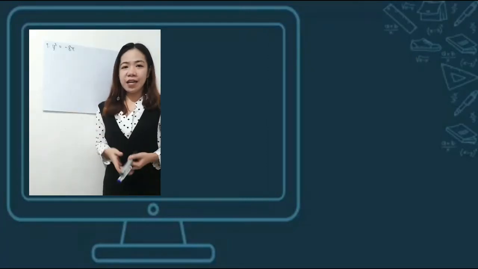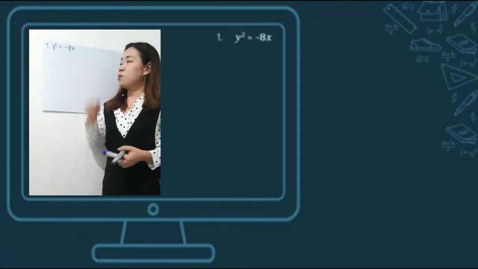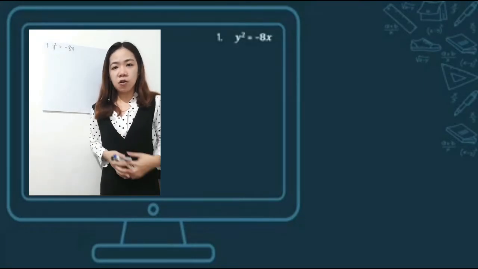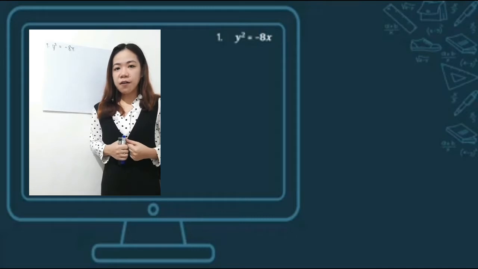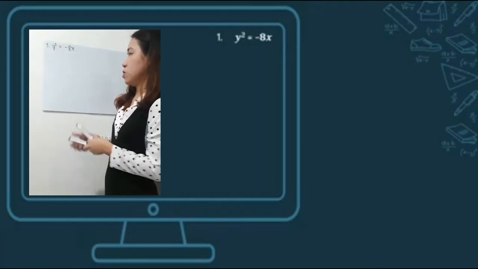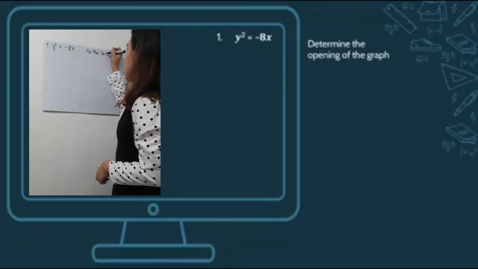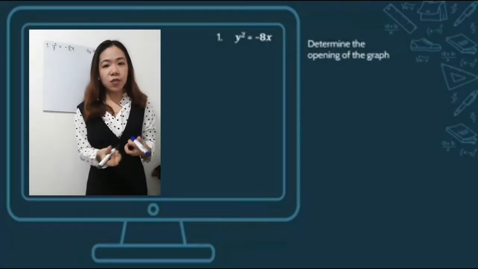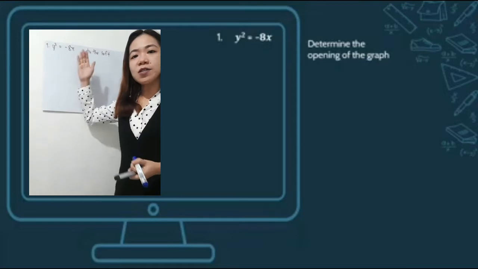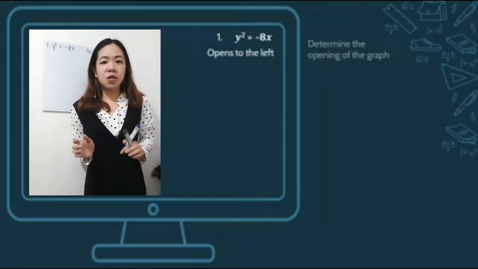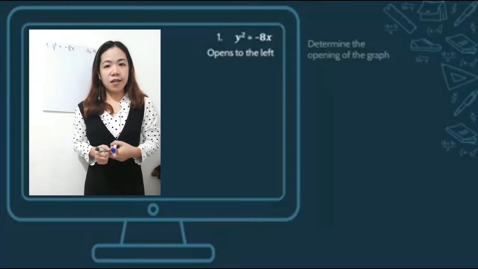Okay, so now we have example number 1. We have y squared equals negative 8x. First, we need to identify the opening of the graph. The graph opens to the left. If it's in the form y squared equals negative 4cx, that would mean it opens to the left.